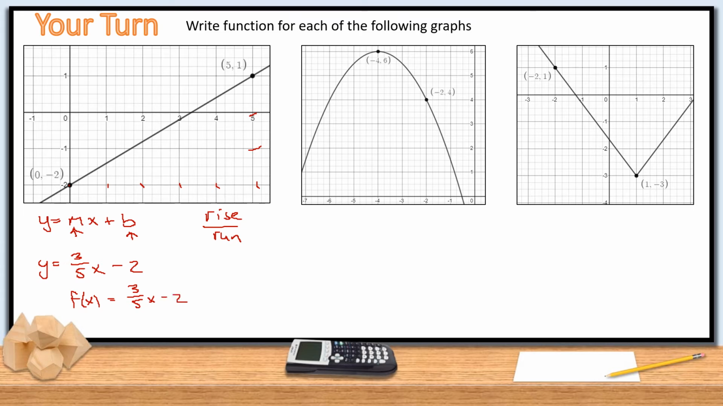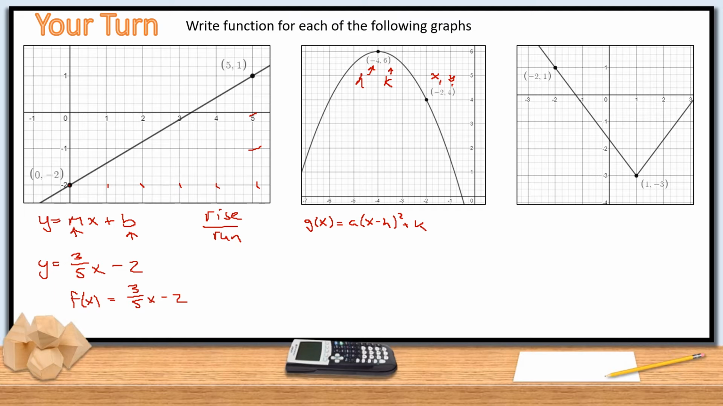So if you're asked for a function, write it in function form. If you're asked for an equation, write in equation form. All right, quadratic at vertex minus 4, 6. So h is minus 4, k is 6, and the coordinate we're given is minus 2, 4, so x and y both given to us. So we've got g of x, a times x minus h squared plus k. Let's sub in our values.